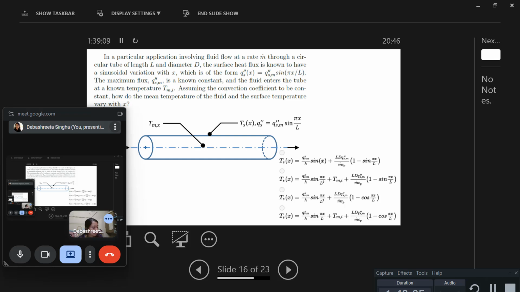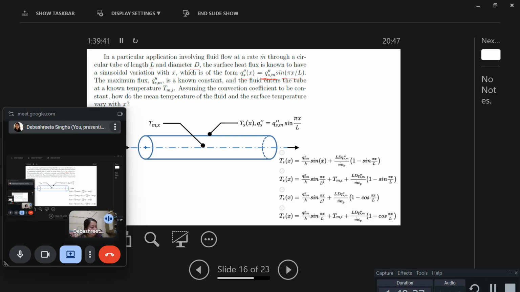Now, in this question, in a particular application involving fluid flow at a rate m dot through a circular tube of length L and diameter d, the surface heat flux is known to have a sinusoidal variation with x, which is of the form q_s(x) is equal to q_sm sine of pi x divided by L. So this q_sm is the maximum flux.